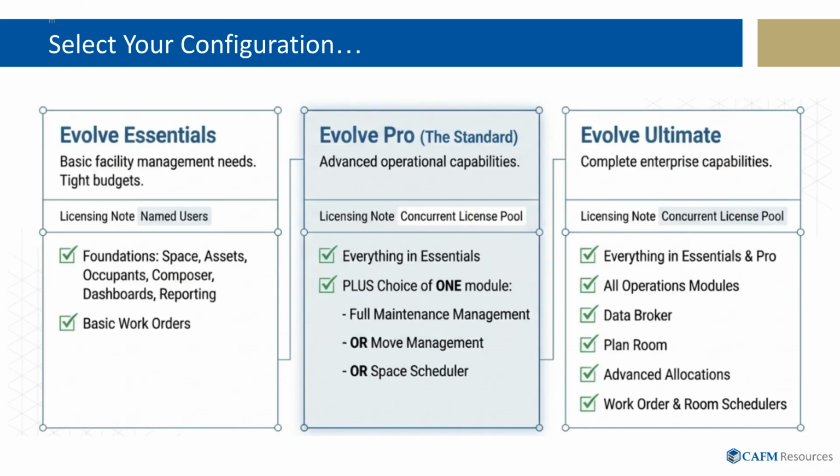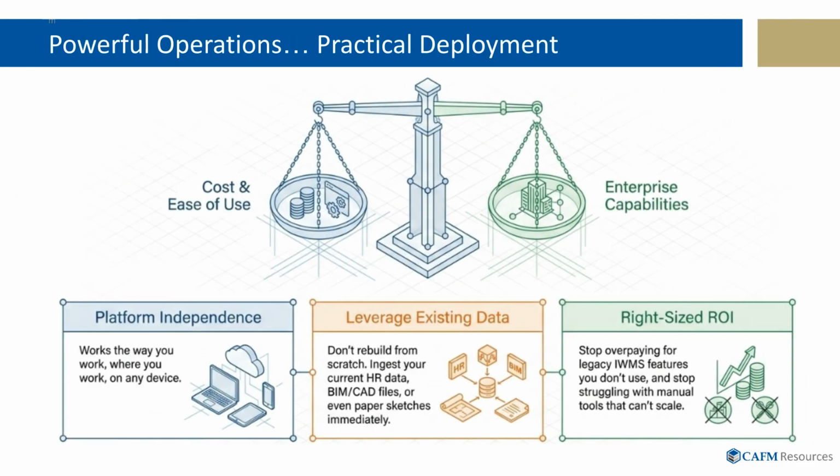Choose the configuration that fits your needs. Evolve Essentials covers basic facility management requirements for companies on tight budgets. Evolve Pro adds advanced operational capabilities and a choice of specialized modules, while Evolve Ultimate provides the complete enterprise feature set. Evolve FM delivers powerful operations with a practical deployment.